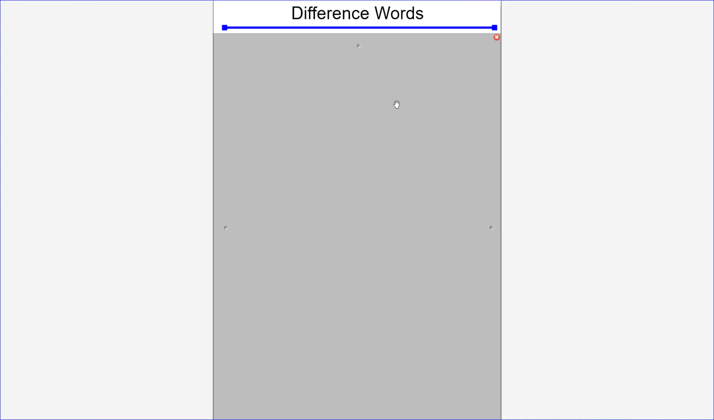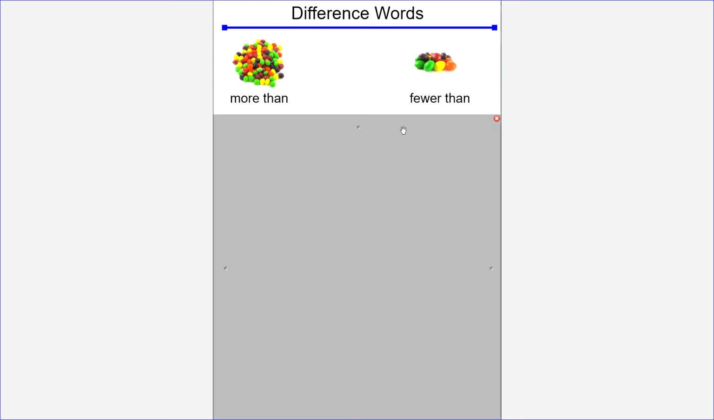We will see lots of different compare words or difference words when we're solving compare story problems. Some examples of common difference words include more than and fewer than. You can see here, this group of Skittles has more Skittles than this group of Skittles. This group of Skittles has fewer Skittles than this group of Skittles. More than and fewer than are compare words because they show that you're comparing two things. When you have more of one thing, it means you have fewer or less of another thing.